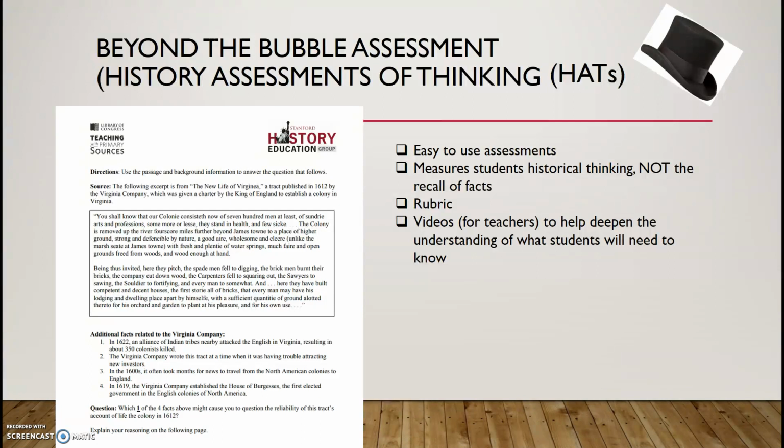proficient, emergent, or basic. Proficient is where you chose the correct fact and you gave supporting evidence as to why you chose that one. Emergent is you chose the correct fact, but you didn't give enough evidence. And basic is you did not choose the correct fact.